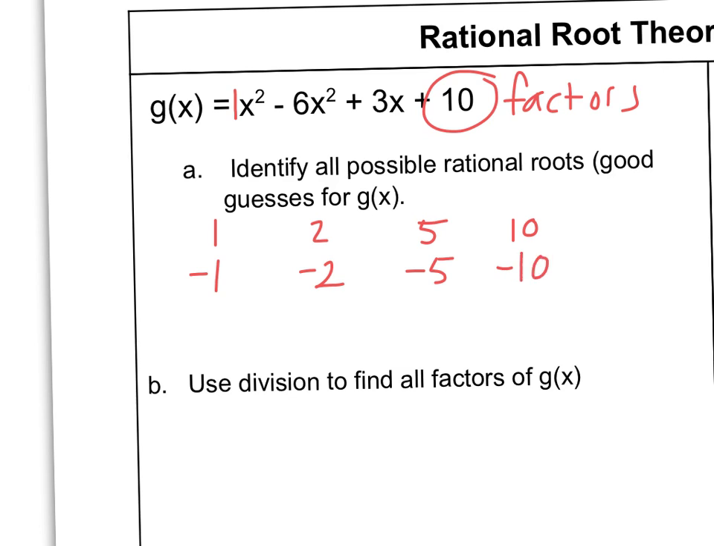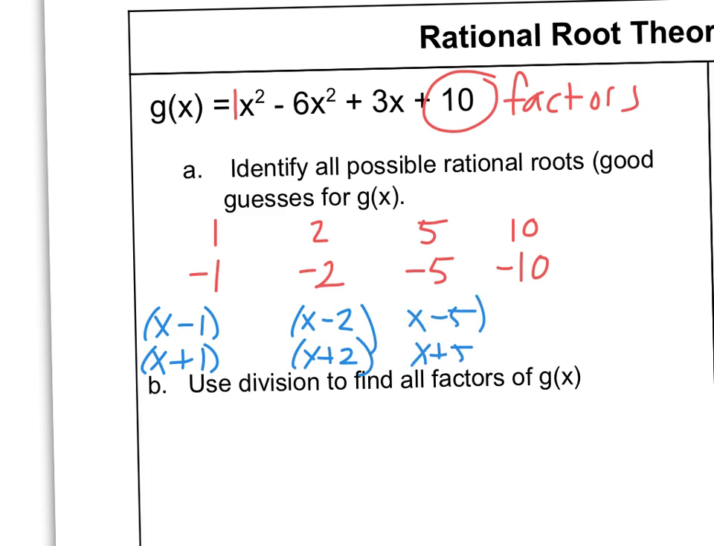If it helps you, you could also write these as factors, although you certainly don't have to. That'd be x minus 1 and x plus 1. That'd be x minus 2 and x plus 2. That'd be x minus 5 and x plus 5. And that would be x minus 10 and x plus 10.